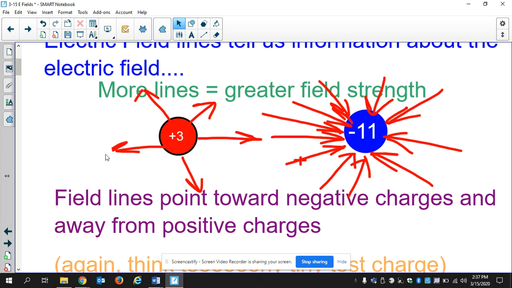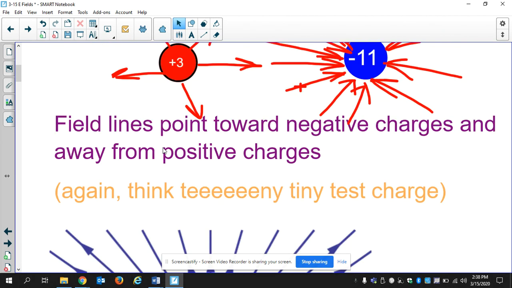Here we were just trying to say, here's a positive 3, here's a negative 11. You can tell this is positive because the arrows point away. If you were to put a positive test charge here, it would zip away. If you put a positive test charge here, it would zip towards. So you can tell this one had to be negative. This has a bigger charge, so there's more arrows. This is a less charge, so there's fewer arrows.